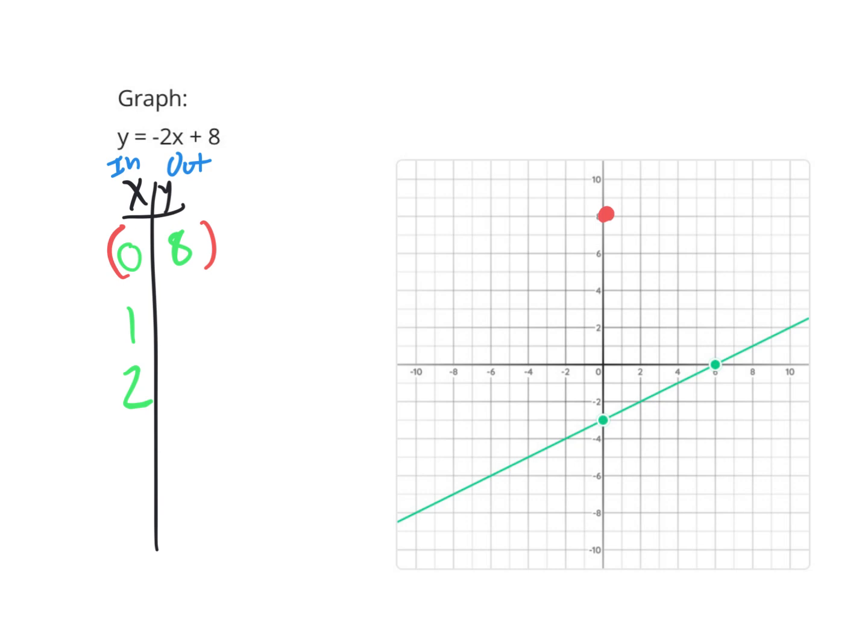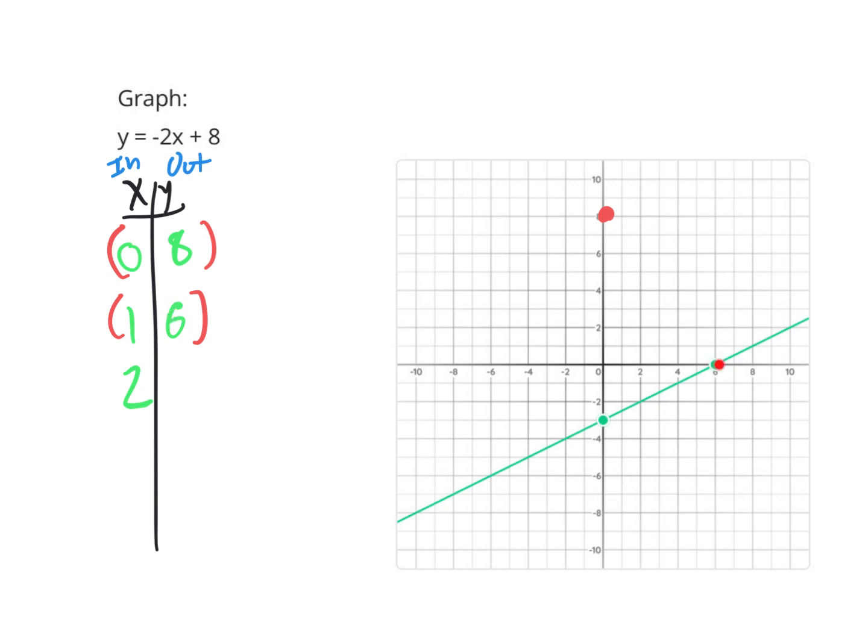The other point would be plugging in 1. So if you plug in a 1 right there, it's going to say -2 times 1, that's -2, and -2 plus 8 is 6. So that would be a 6 right here. Okay, so when I plug in the input 1, I get the output 6. My x value is 1, my y value is 6.